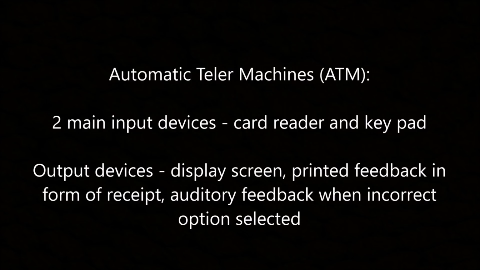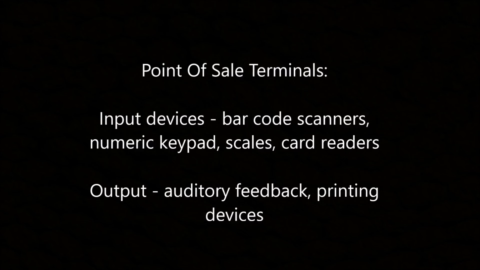An automatic teller machine, or ATM, has two main input devices, the card reader and keypad, and the output devices are the display screen, printed feedback in the form of a receipt, and auditory feedback when an incorrect option is selected. A point of sale terminal has input devices of a barcode scanner, numeric keypad, scales, and card readers. The output devices are auditory feedback and printing devices.